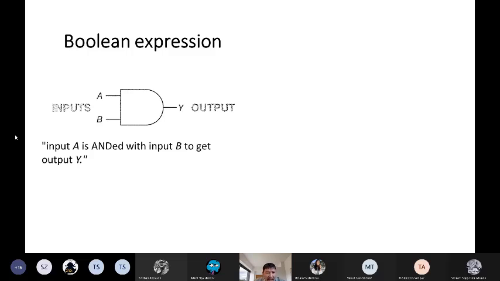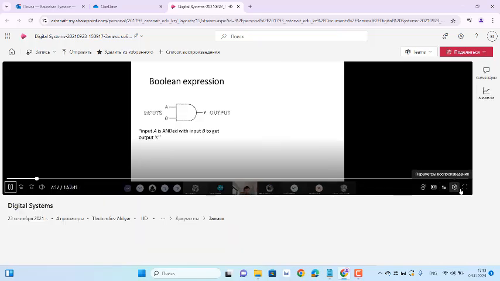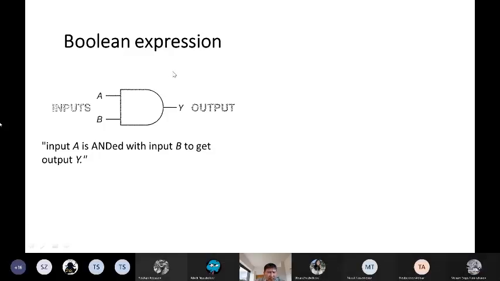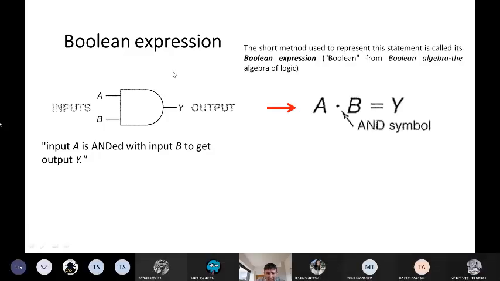Okay, so this is the symbol of the AND gate, and you can say input A is ANDed with input B to get output Y. But we draw it only in the circuit. When we do some code, we can just use a Boolean expression. So A, and to show that it is ANDed, we use this dot. It is not multiplication, it's just a symbol that represents the AND function. So A and B is equal to Y. So it is from Boolean algebra.